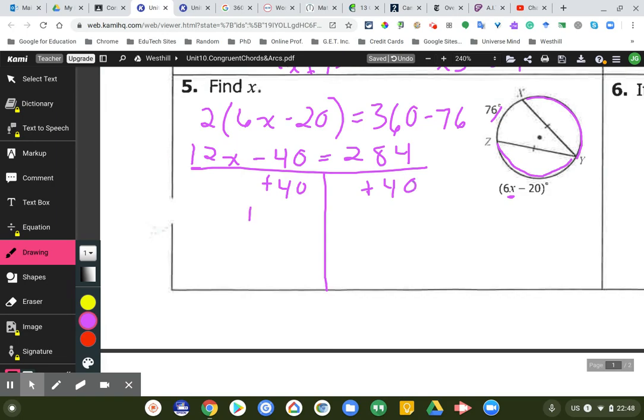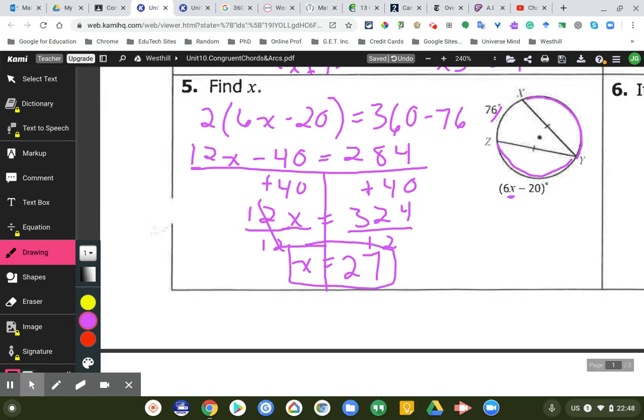Plus 40. Okay, then we have 12x equals 324, divide by 12, and we have x, this cancels out, equals 324 divided by 12, which is 27. Okay, and that's actually what they asked us to find. Remember, they said to find x, so x is 27 in this problem. Boom, boom, boom. Okay, x is 27. Here we go, keep going.